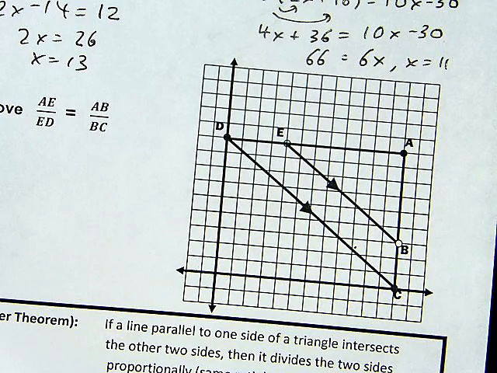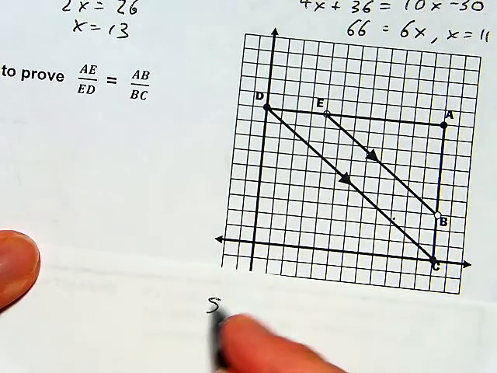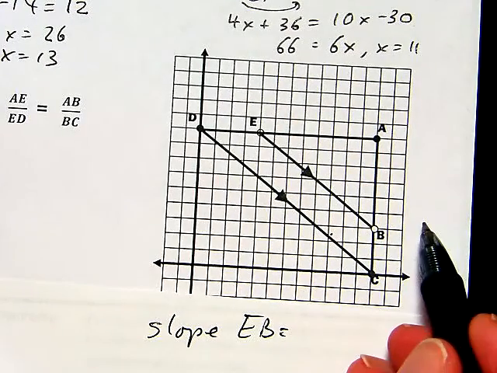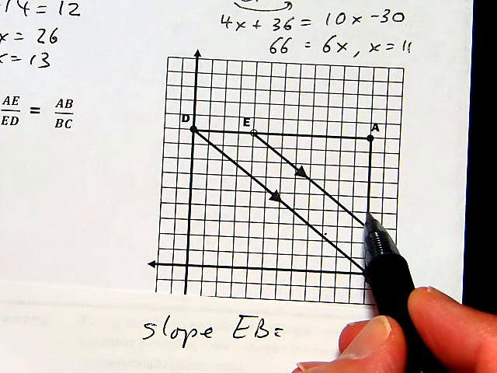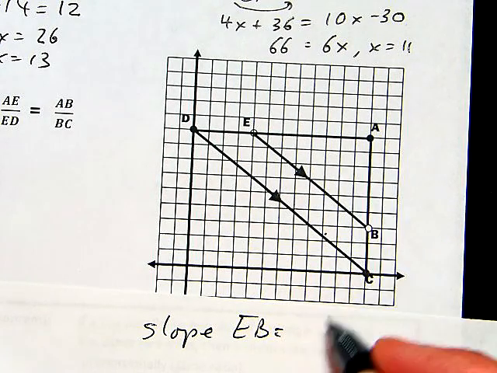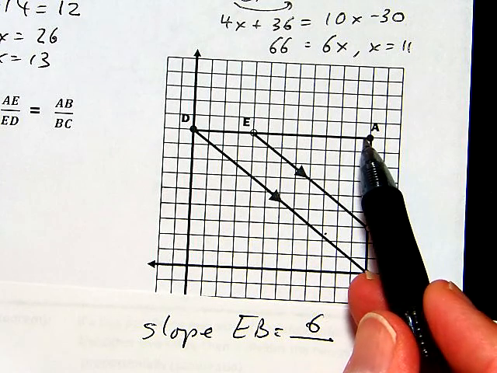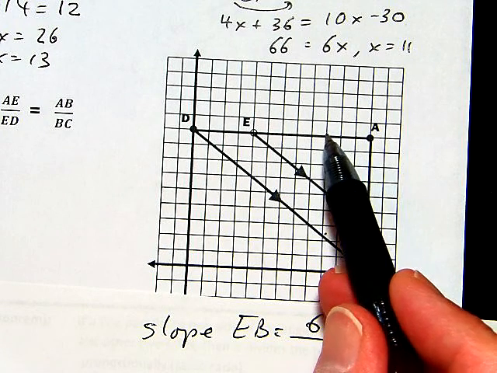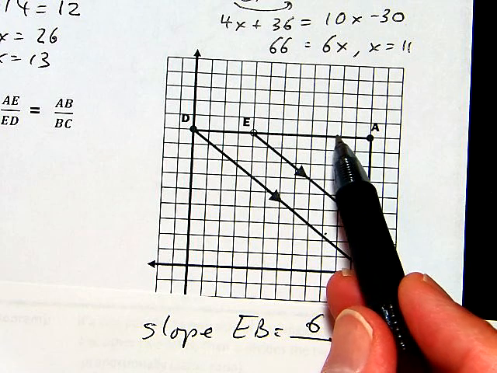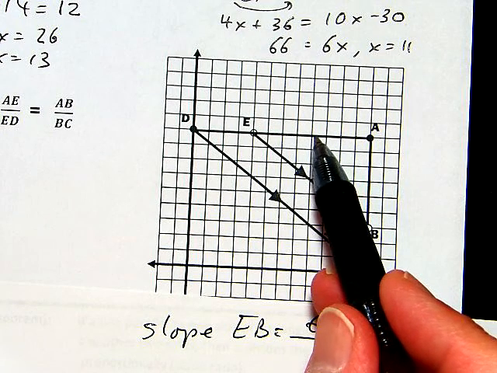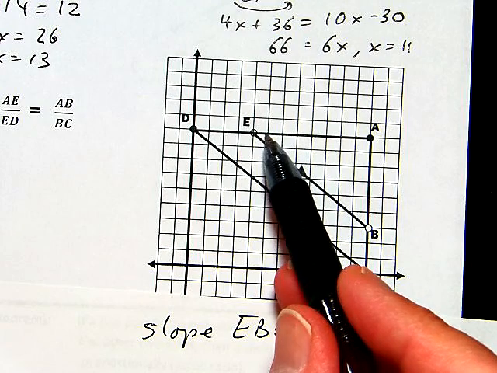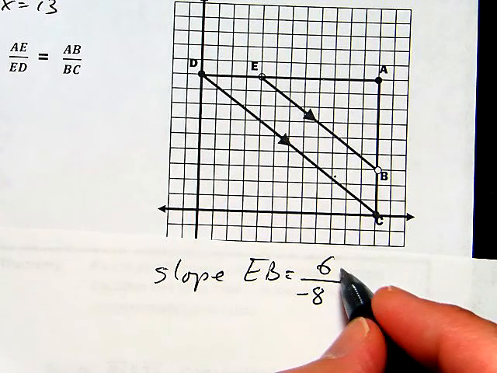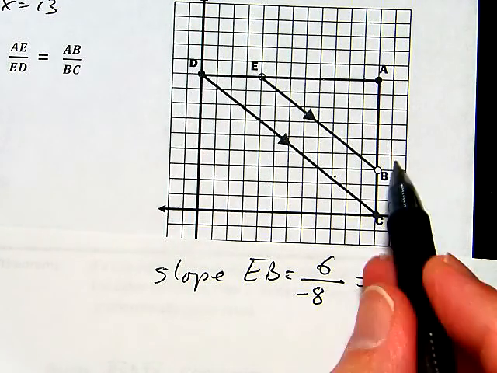So what is the slope of EB? It's rise over run, right? So let's go ahead and check that. Rise over run. So we've got 1, 2, 3, 4, 5, 6. And now we're running backwards, so we've got a negative slope, right? It would be negative 1, 2, 3, 4, 5, 6, 7, 8. Okay, negative 8. So 6 over negative 8, which is negative 3/4. So the slope of EB is negative 3/4.